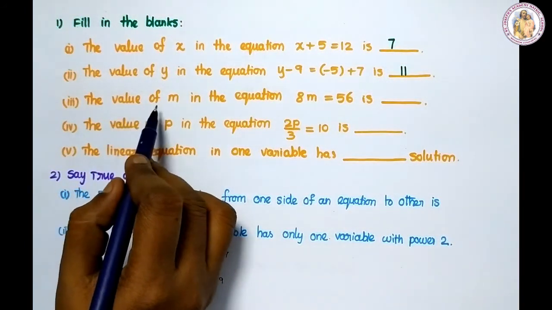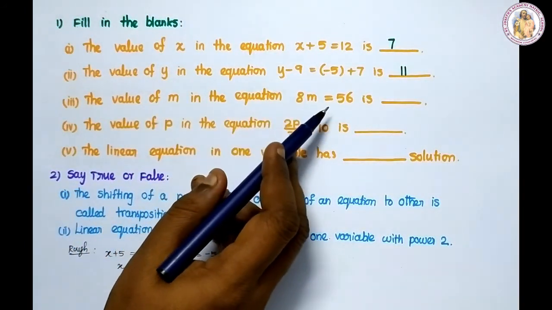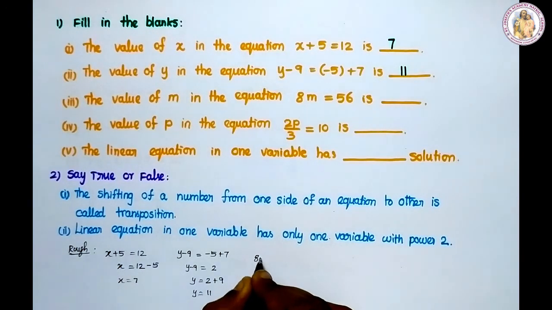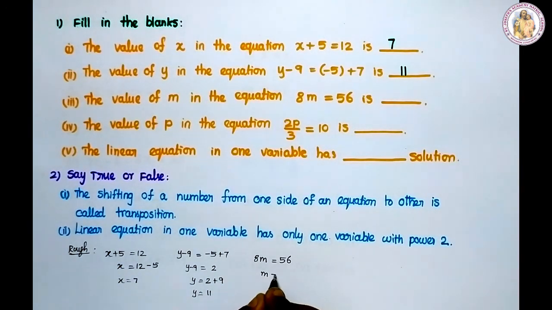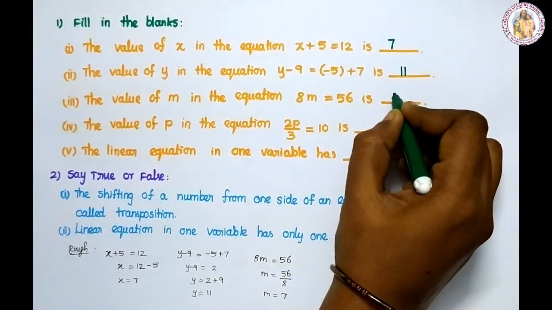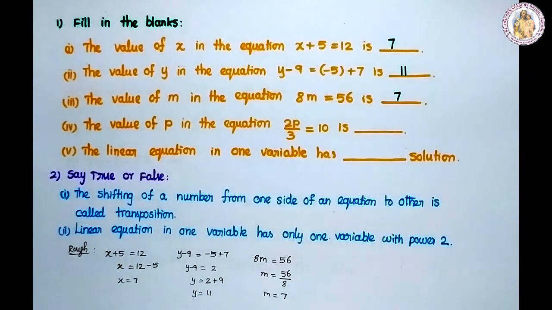Next one, the value of m in the equation 8m equal to 56. 8m equal to 56, m equal to 56 by 8. Here the relation between 8 and m is multiplication. Bring this side, it becomes division. So m equal to 7. So the value of m is 7.